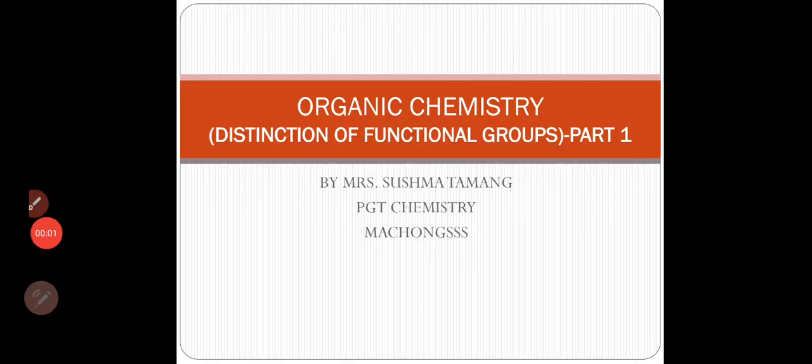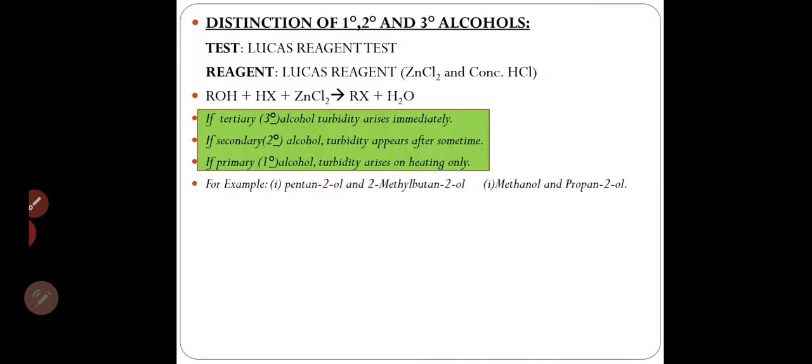Hi students, in this video we are going to discuss how to distinguish among the functional groups of organic compounds. This type of question carries 2 to 3 marks in the board examination, and it is very important. So first we'll start with the distinction of 1 degree, 2 degree and 3 degree alcohols.